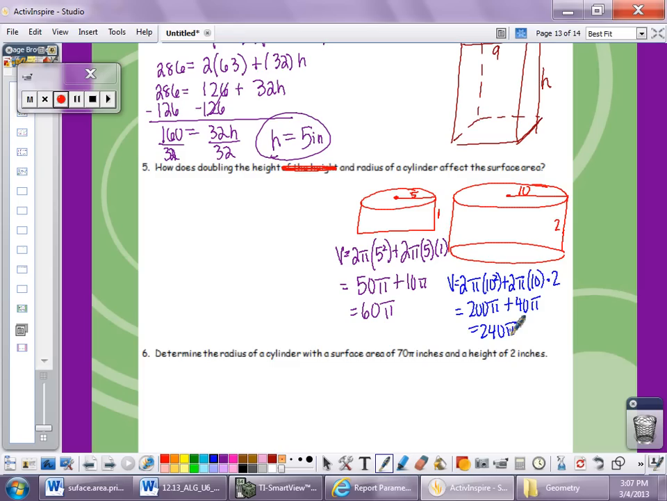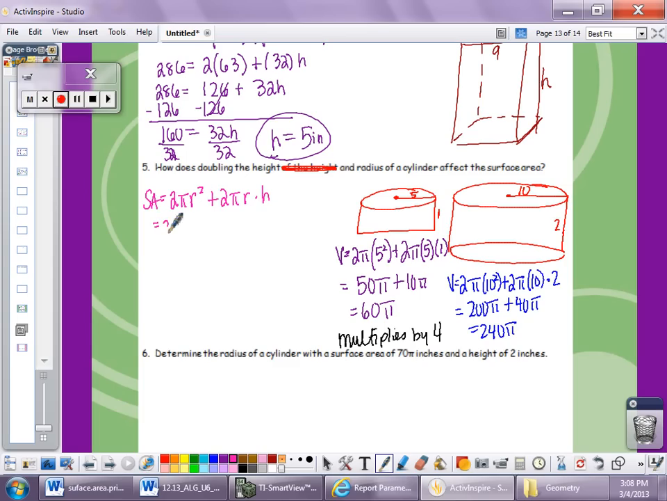So what happens? It multiplies by 4, because 60 times 4 is 240. But obviously we can also do this algebraically. So here we go. I'm talking about surface area, so I'm going to start with the original formula for surface area. I have 2 pi r squared, because pi r squared is one base, but I have two of them. 2 pi r is my circumference times the height. So this is your lateral area and your bases.